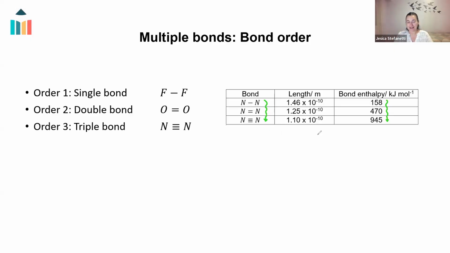Going back, the greater the order, the greater the strength. But we can also see that the greater the order, the shorter the bond. The distance is going to be smaller. So this is something we should keep in mind from now on. Multiple bonds could be analyzed, and we might have to remember that multiple bonds tend to be shorter and stronger.